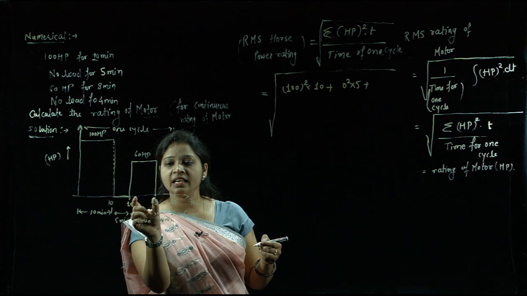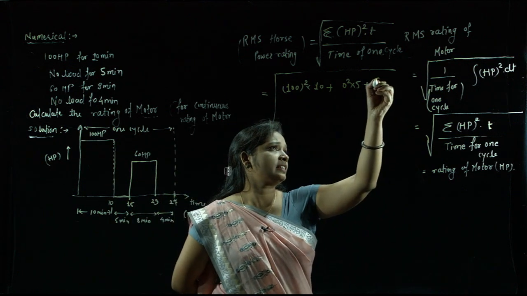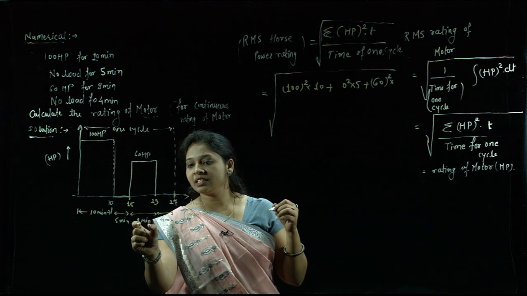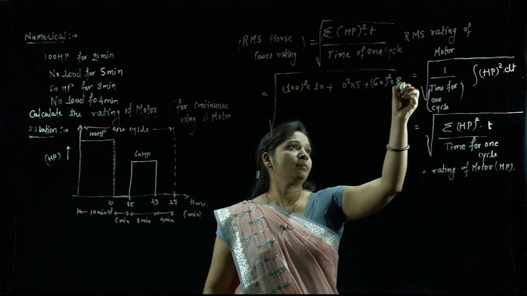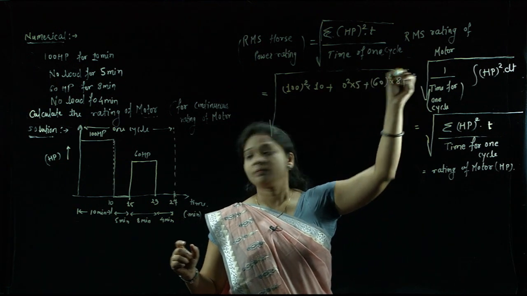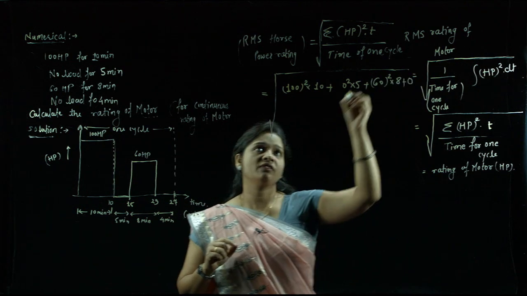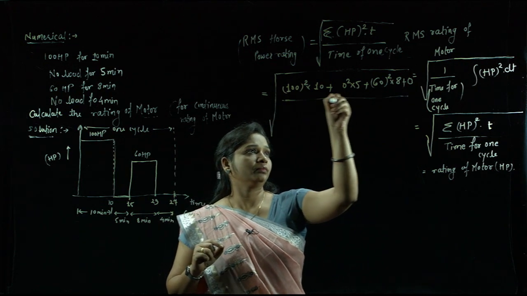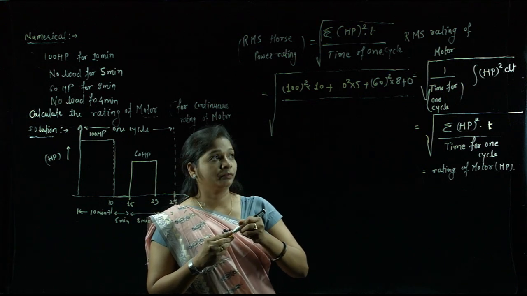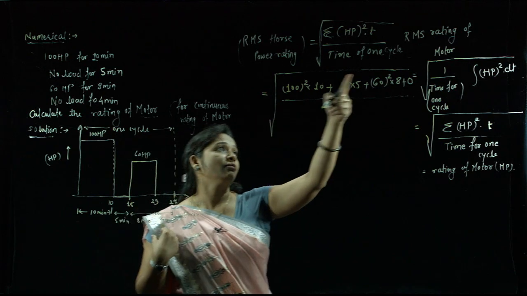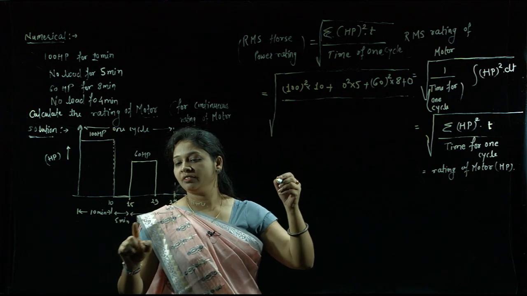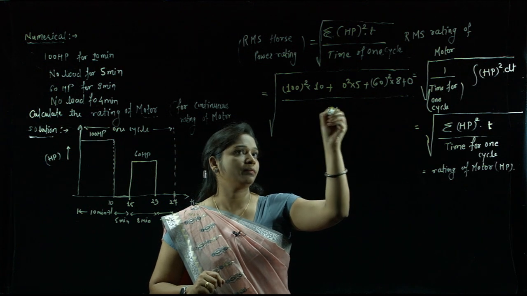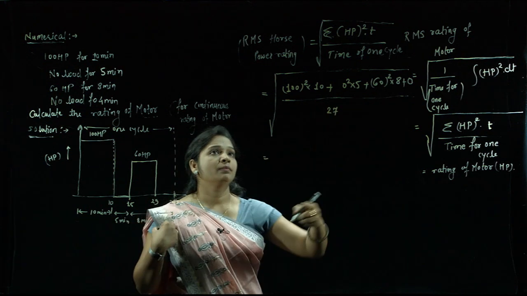Next is 60 HP. That is 60 whole square into 8 minutes, plus the next no load period, which is once again 0, so no use of that. Upon the total time for one cycle, that is 27: 10, 15, 15 plus 8 is 23, 23 plus 4 is 27.